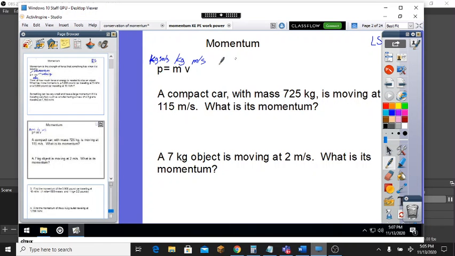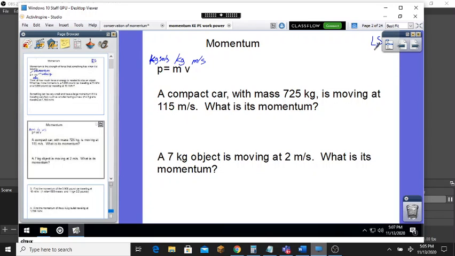Today we're going to be going over momentum. Make sure you copy this on the left side of your notes. You can copy this part right here on the right side, just this little part right here, because that's the formula. So what is momentum?